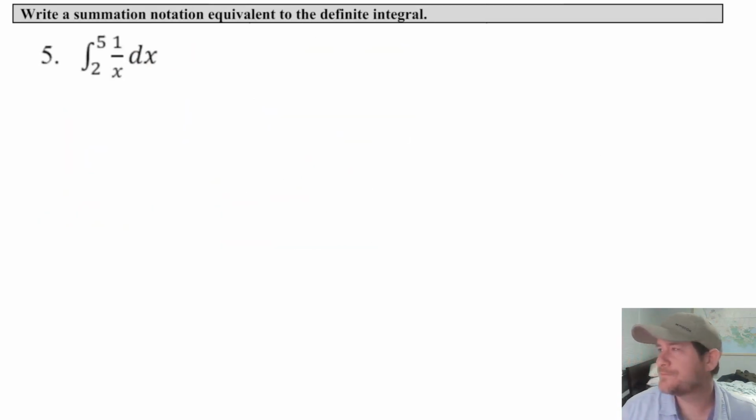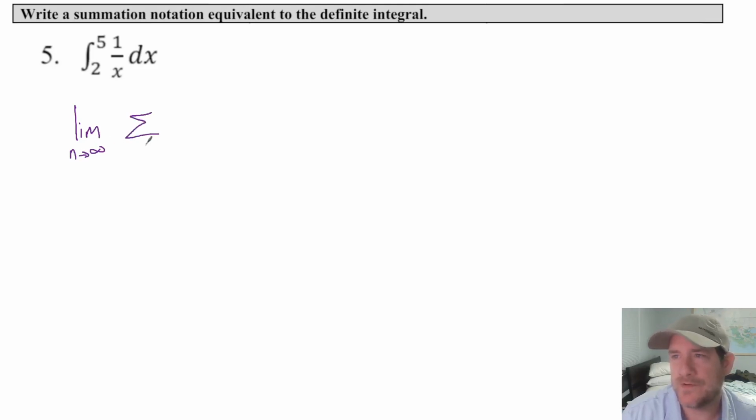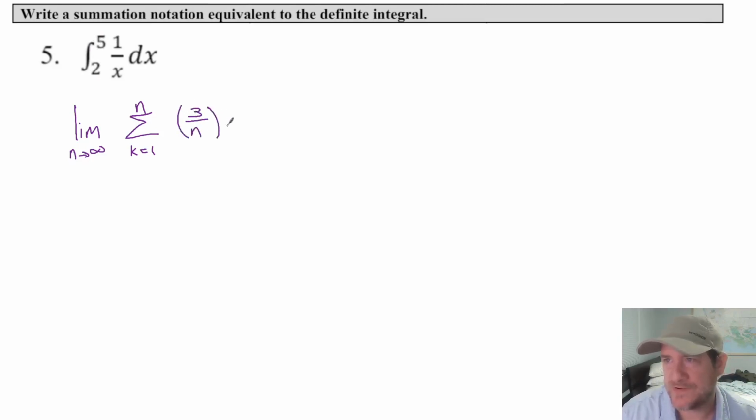And let's try 5. So for number 5, I'll skip some of the setup and just go right to the answer. You know it's going to be the limit as n goes to infinity, that ain't changing, of the sum that starts from k equals 1 and goes up to n, that's not changing. And for this problem, since our limits of integration go from 2 to 5, we know that 5 minus 2 gives 3. So 3 over n will be our delta x piece.